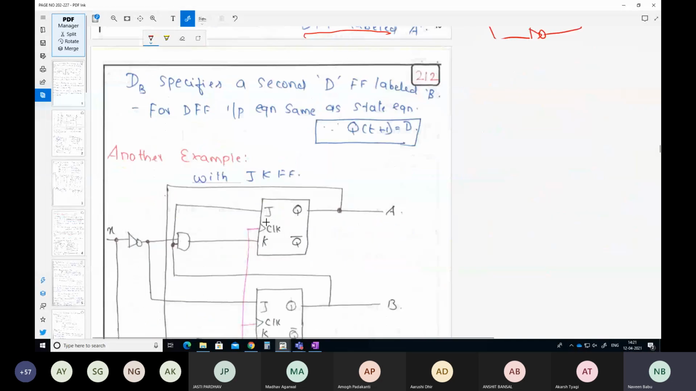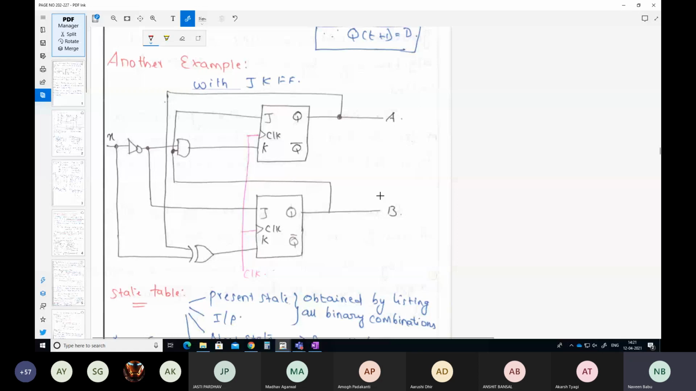Okay. Now let us take another example, which is a JK flip-flop. What is given here is, please listen to this particular class. We are going to do reverse engineering now. So this is the sequential circuit that is given using JK flip-flops.